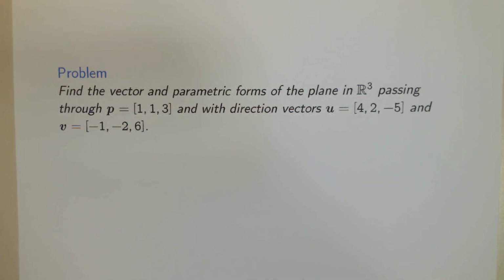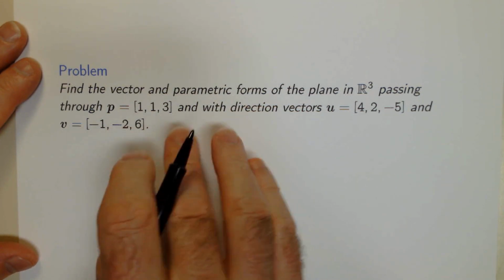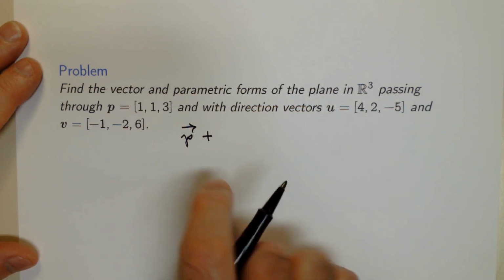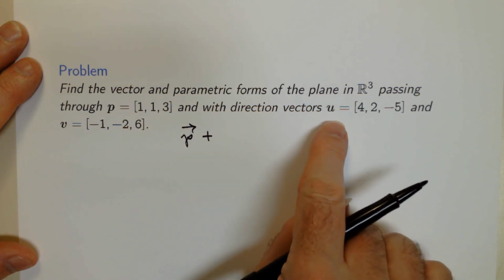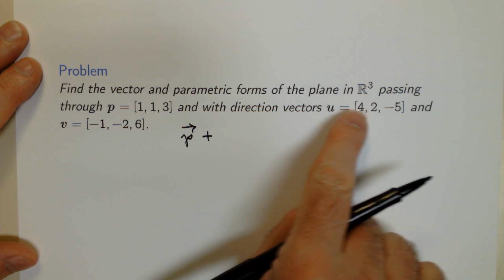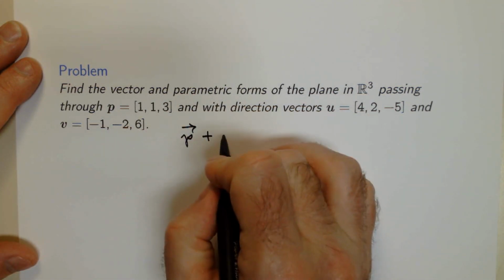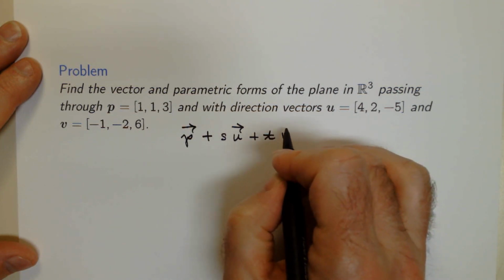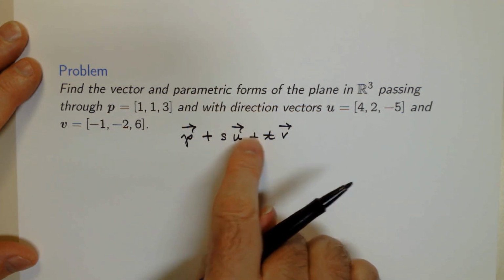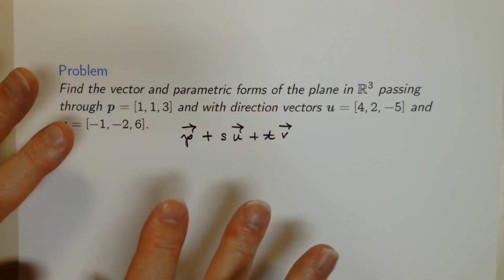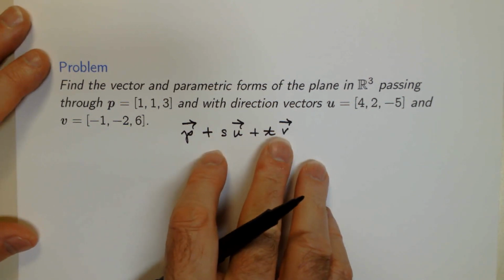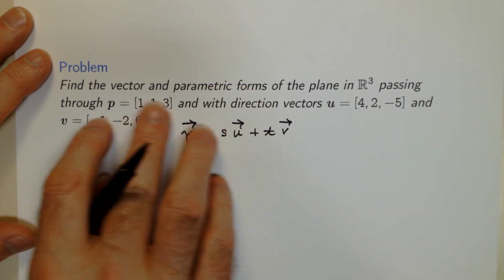Now, this is really just a matter of assembling the pieces because we know that in general, we just have to take our position vector P and add on multiples of our two direction vectors. So there's going to be two different parameters that we'll have to work with, S and T. And by setting different values for S and T, we're going to be picking out different points in the plane. All right, so now we just have to plug in our specific data.